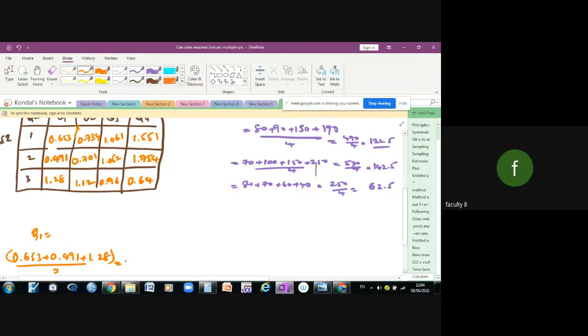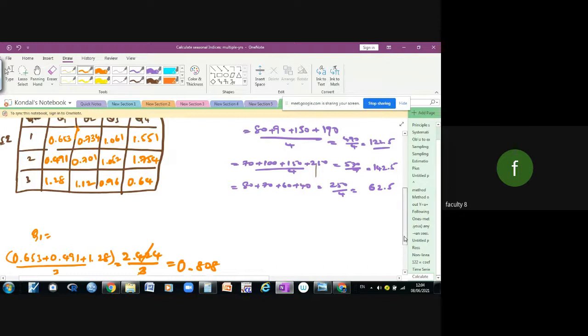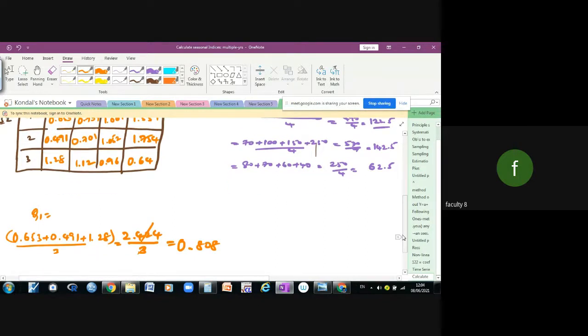0.653 plus 0.491 plus 1.28 is 2.424, divided by 3 for the 3 years, right? How much is that? 0.808. The same thing you can write for the second season also.